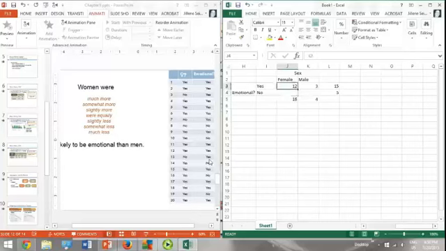Because what we're looking for is were the women more, less, or equally likely to be emotional than the men. 12 out of 16 studies the women were emotional. 3 out of 4 studies, the men were emotional. I don't know about your math, but I'm coming to the conclusion that these are both 3/4 of the time the participants were emotional, regardless of their sex.